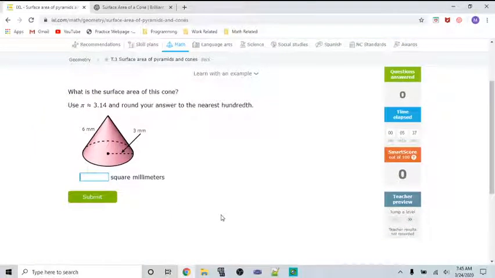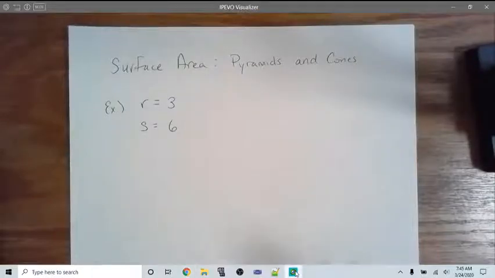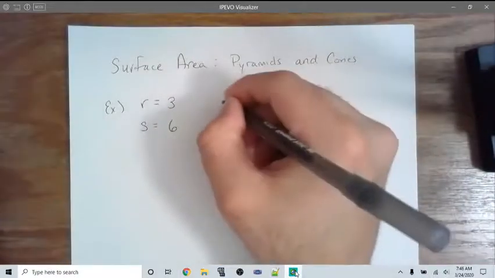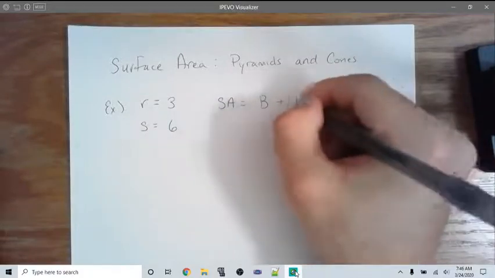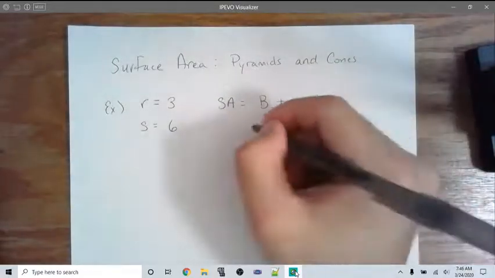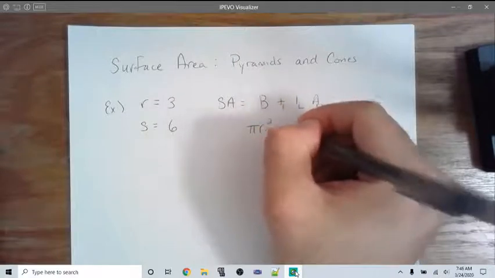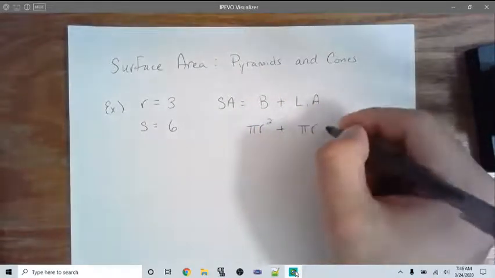What I'm going to do for my first example, in my personal notes here, is just write down r equals 3. They gave us the radius. And I'm going to write down s equals 6. That's my slant height. So I'm going to pop over here, and we don't really need this picture anymore, by the way. That's the whole idea. Once you know r and s, you're in good shape. They said that surface area is the area of your base plus whatever your lateral area is, your base being pi r squared, and your lateral area being pi r times s.